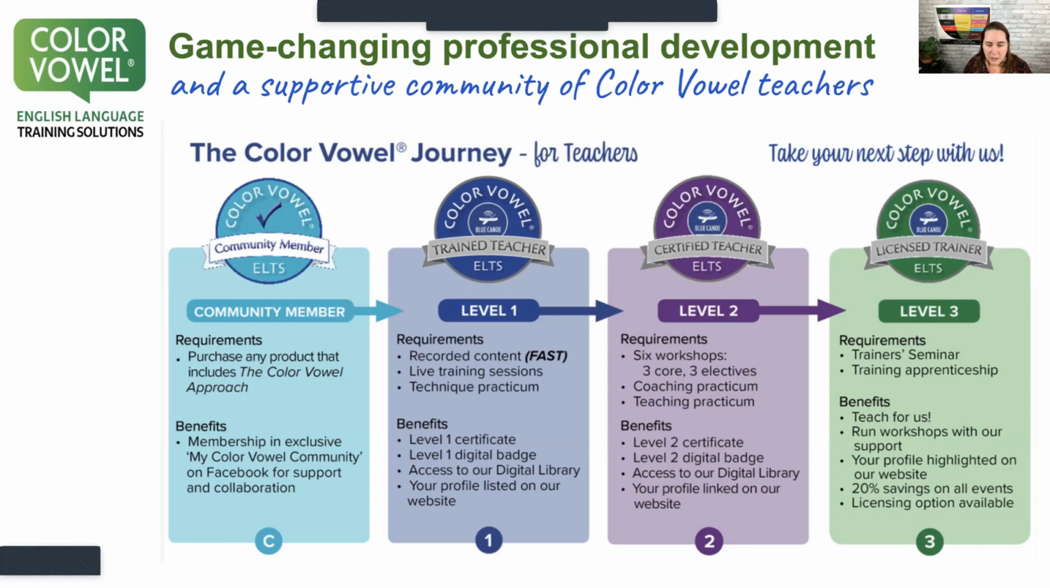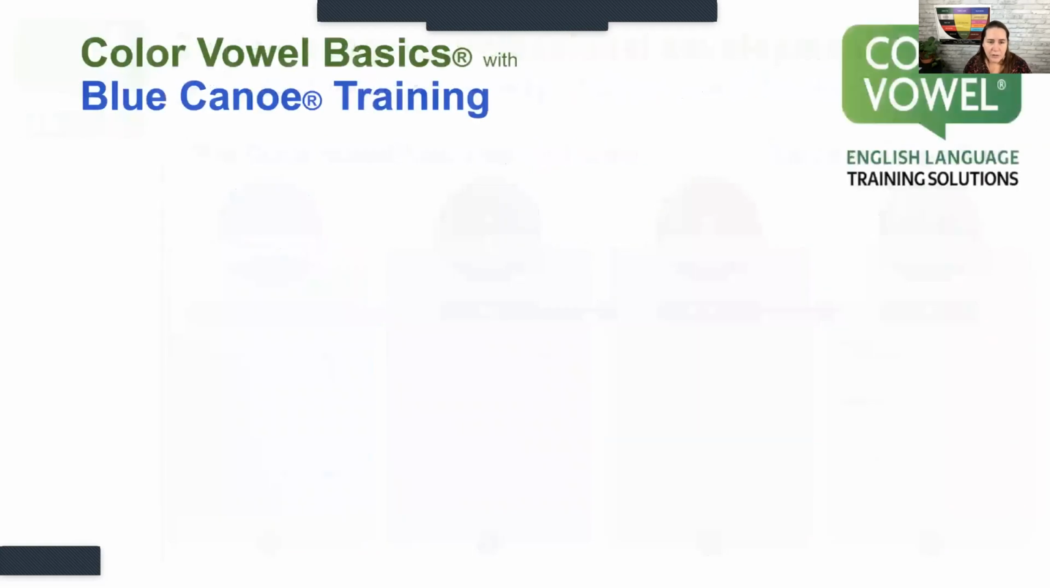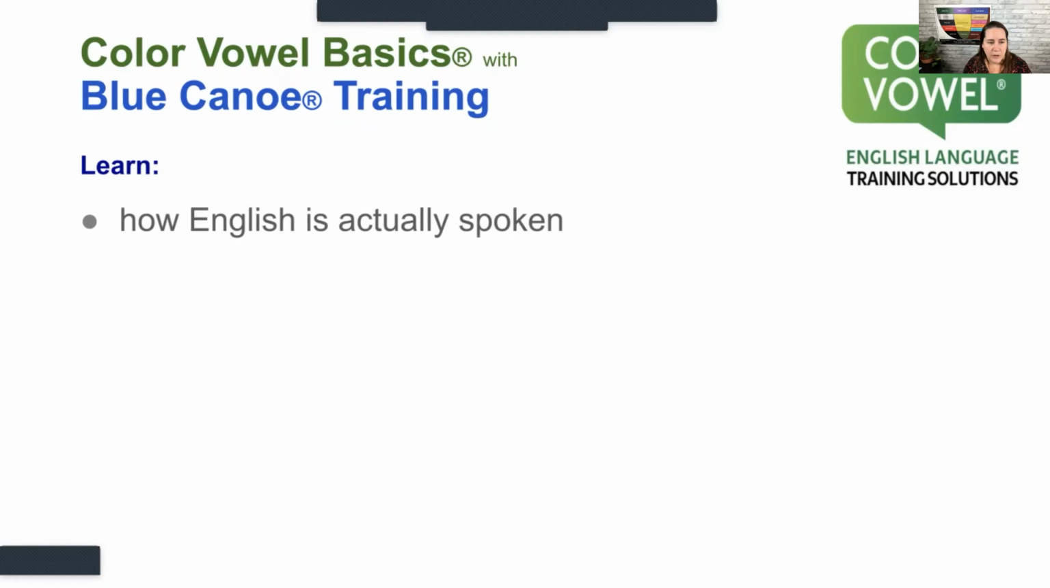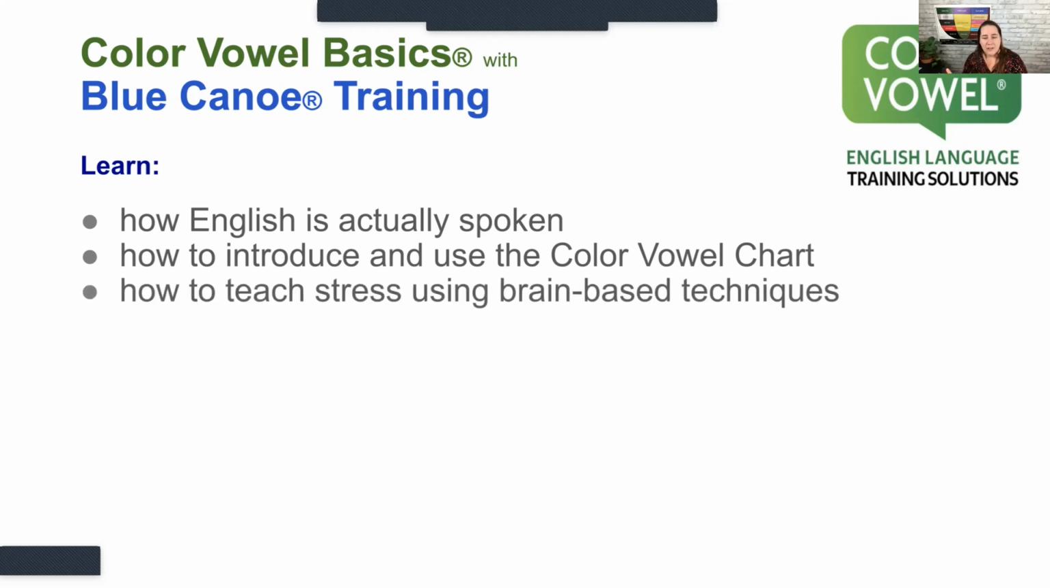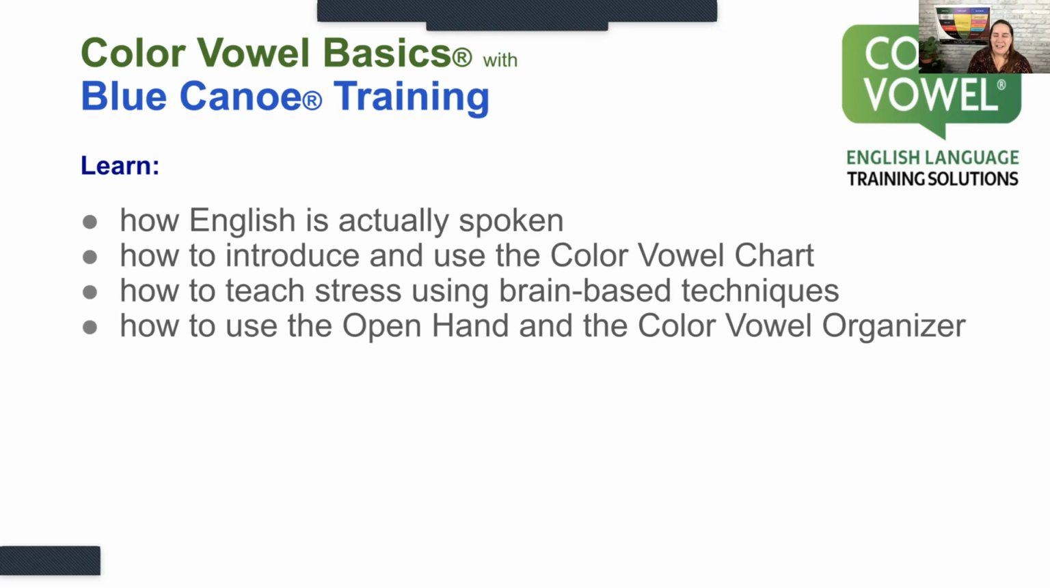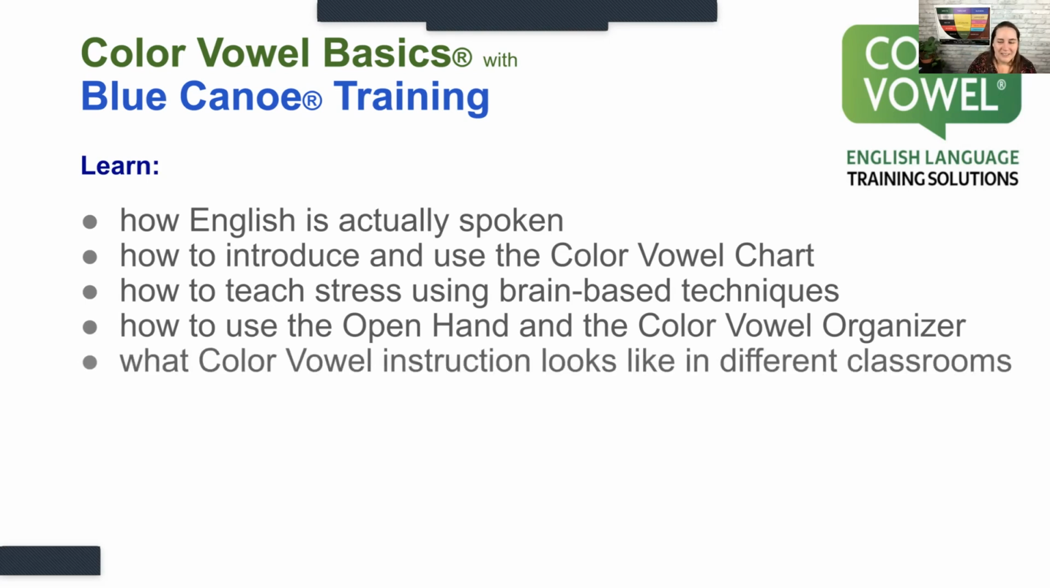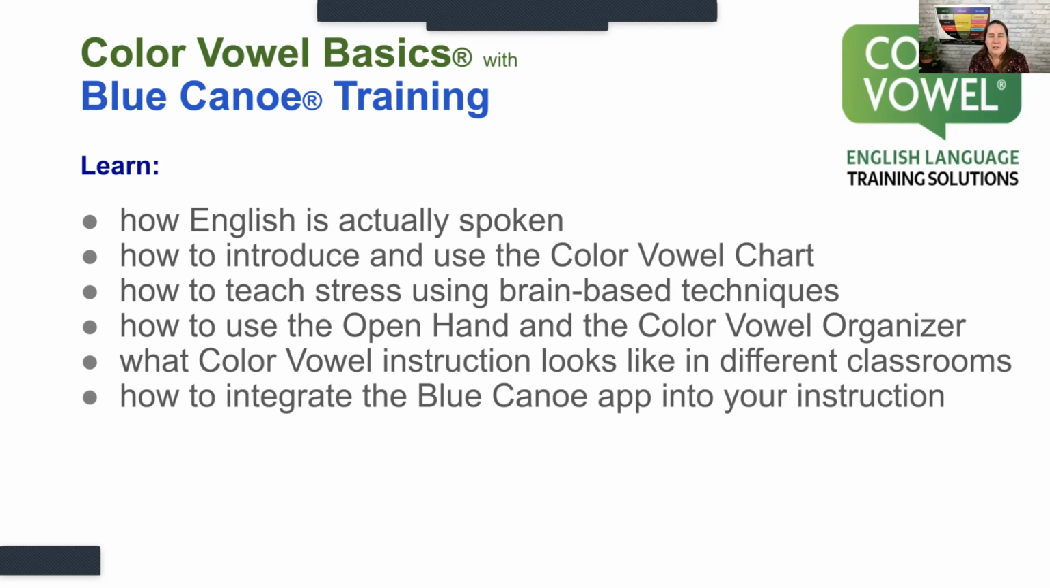But let me spend a moment with you in level 1 and just show you that we do have these options for you. You're going to be learning how English is actually spoken, which is different from the way that we think that we speak or what we think we should do. In knowing that, you also learn how to introduce and use the color vowel chart. You will teach stress using these brain-based techniques, green T techniques. Okay. Also how to use that open hand and the organizer that I've just shown you. You'll get to see what color vowel instruction looks like in different classrooms, different ages and levels. And finally, how to integrate the Blue Canoe app into your instruction.